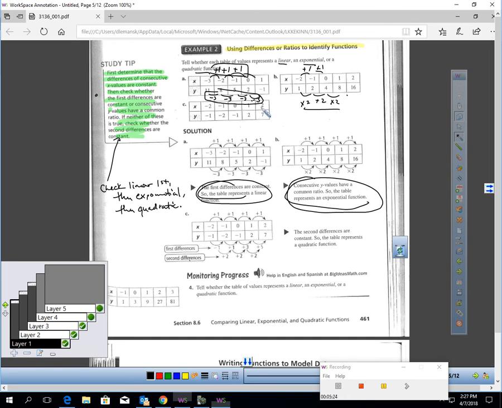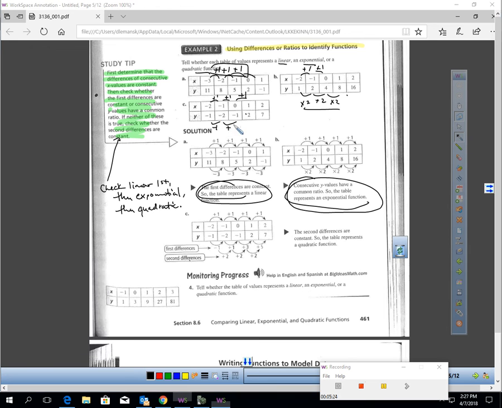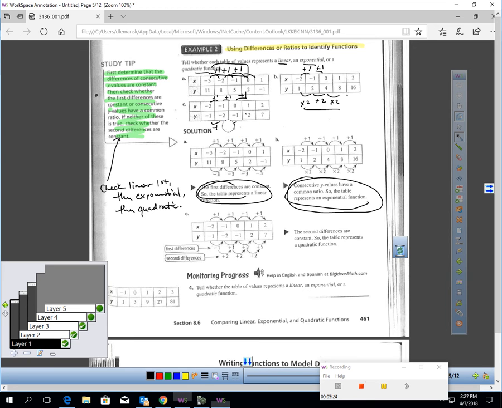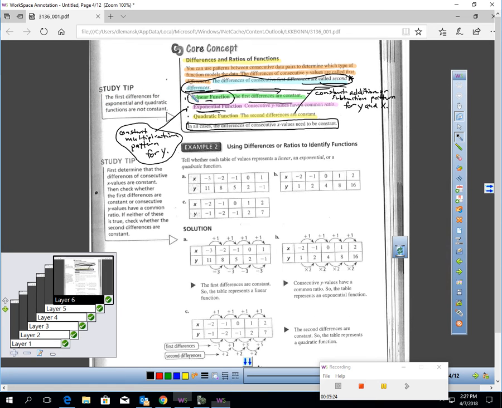Let's go to the third table. Let me erase this so we can see it better. Is it linear? Well, let's check. Plus 1, plus 1, okay? Let's go down here. Negative 1 minus 1 is negative 2. Negative 2 minus 1 is not negative 1. This is not linear. Let's see if it's exponential then. Negative 1 times 2 is negative 2. Is negative 2 times 2 negative 1? Nope. It's not exponential. So here is where that second difference thing comes into play.